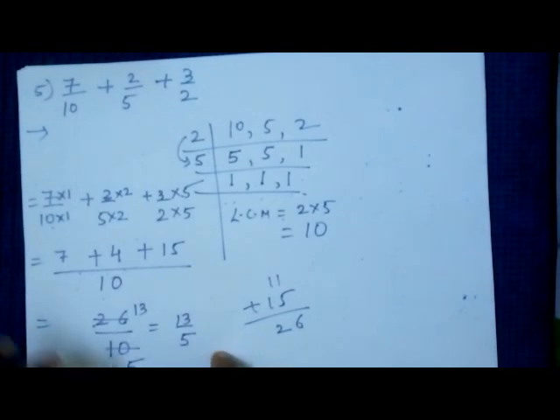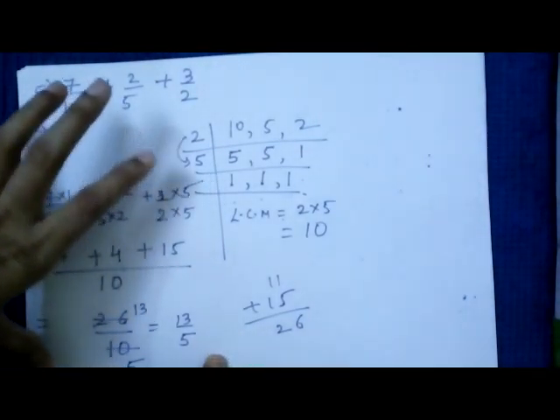So 13 upon 5 is your answer of the fifth one. Now let us go to the next sum, that is the sixth one.